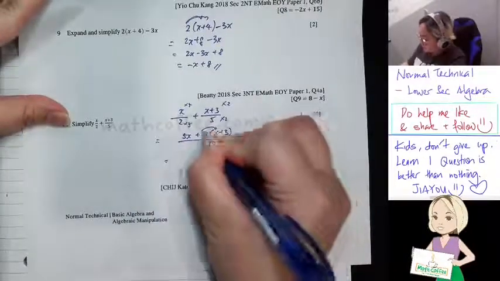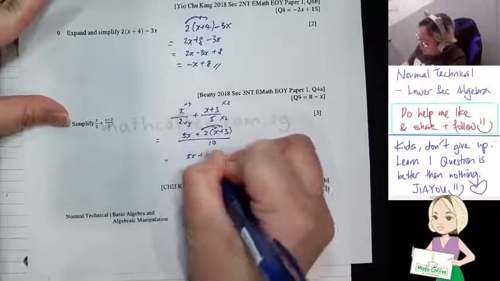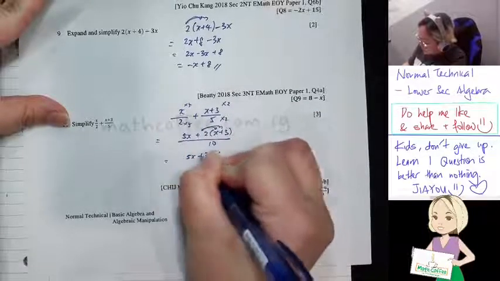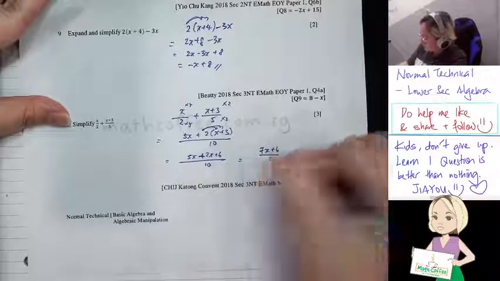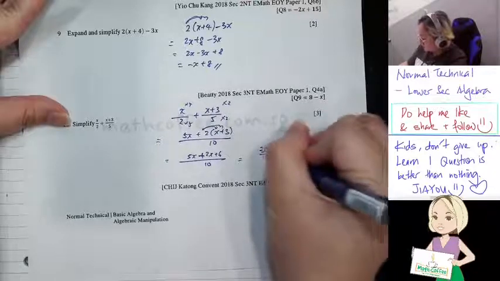Okay, let me finish this question. 5x plus 2x plus 6 over 10. So now we have 7x plus 6 over 10. Ta-da! And we are done.